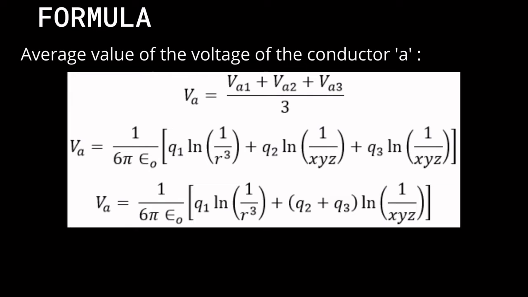Next, to calculate the average value of the voltage of conductor A, VA equals VA1 plus VA2 plus VA3 over 3, and VA1 is defined as 1 divided by 6 pi epsilon naught times Q1 ln 1 over r cubed plus Q2 plus Q3 ln 1 over xyz.